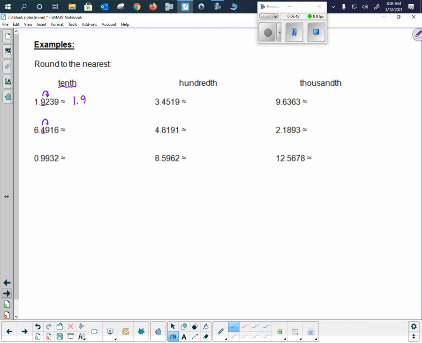Next one, underline the number in the 10th spot, which would be the 4. You look at the 9. The 9 will tell you to leave the 4 a 4 or change it to a 5. 9 should say round up, and therefore it would change to 6.5.